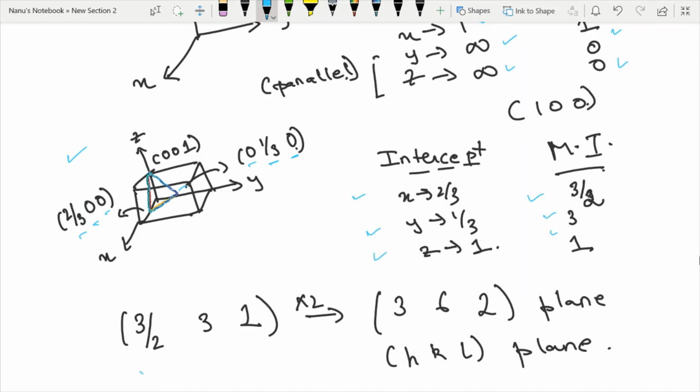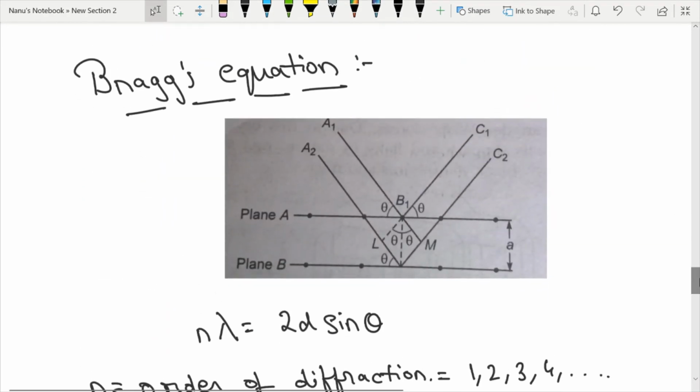Now what we get is this, but this is not the Miller indices. Miller indices have to be integers, and what integers? The lowest integers possible. To get the lowest integers, what do we need to do over here? Multiply by 2, simple as that. We get the 3, 6, 2 plane. This is also called the HKL plane, right? So Miller indices are represented by the HKL plane.